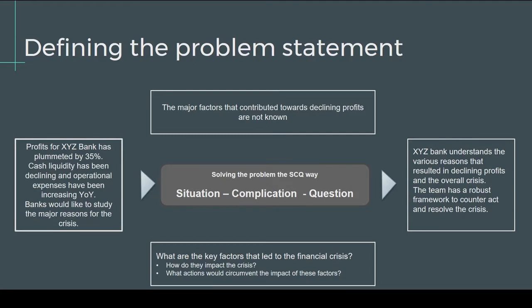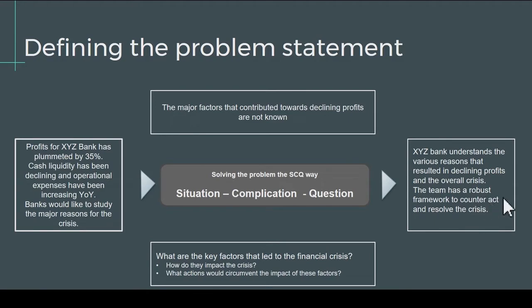What is the desired future state over here? So this is a crisis. How will the desired future state look like? Now, the desired future state will be actually the one without the complication. It would be XYZ Bank understands the various reasons that resulted in declining profits and the overall crisis. So that's the first part of the solution. Second part would be the team has a robust framework to counteract and resolve the crisis.